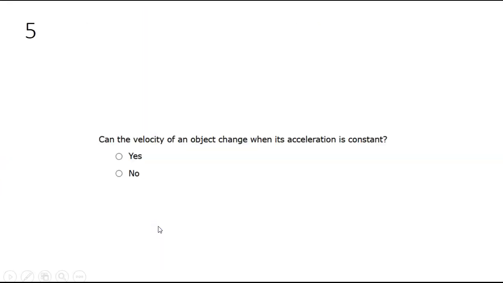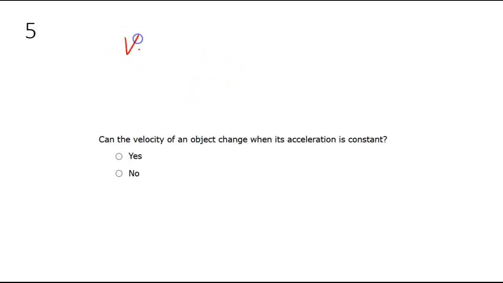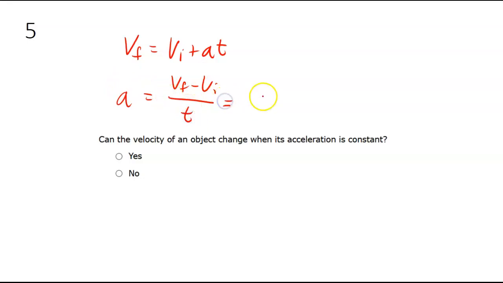Can the velocity of an object change when its acceleration is constant? The whole definition of acceleration is a rate of change in velocity. All right, we do have vf is equal to vi plus at. That's our standard equation. Acceleration is vf minus vi divided by t. That is specifically change in velocity over time. So yes, anytime you have acceleration, you will have changing velocity.